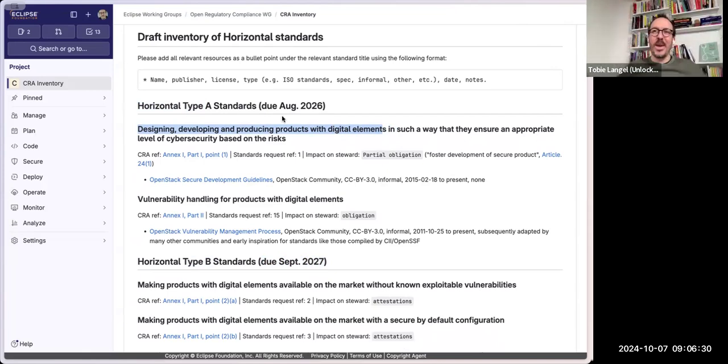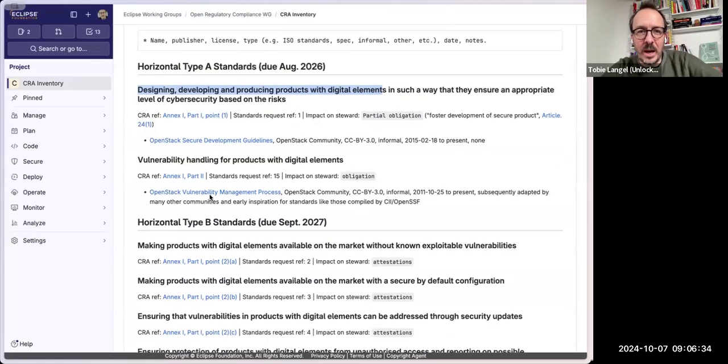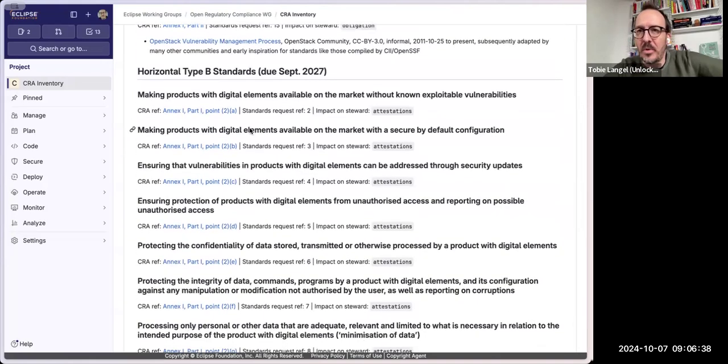And it's like the most vague thing in the world, right? And then you have the vulnerability handling. It has more information there. And then you have the type B standards, which are more specific about specific things, right? Secure default configuration, right? So not shipping a device with admin and 1234 as the password, things like this, right?